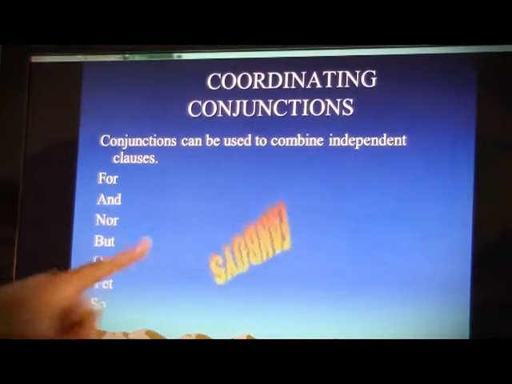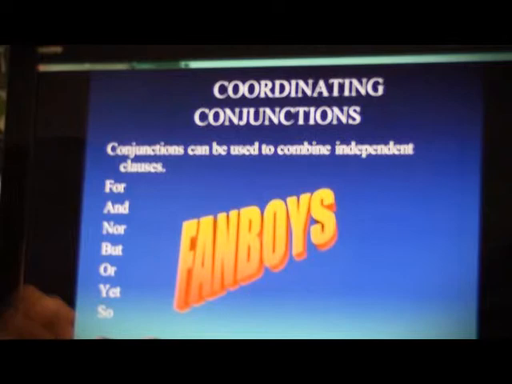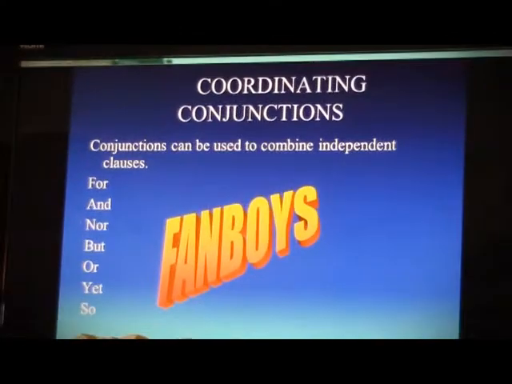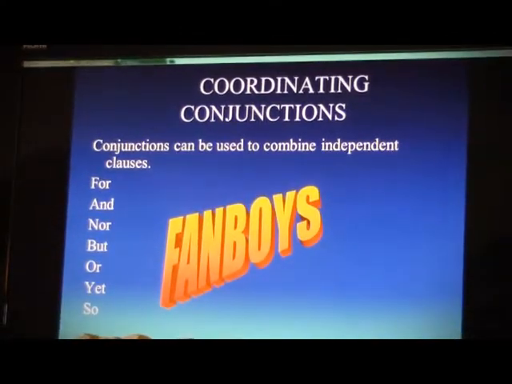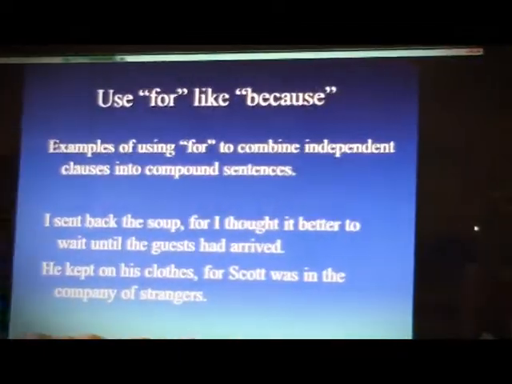Again, remember, FANBOYS. This should be a part of your life. No? You don't want to remember this? This is not going to be important to you later on in life? People like it. It may come in handy later. Okay, let's do some examples.